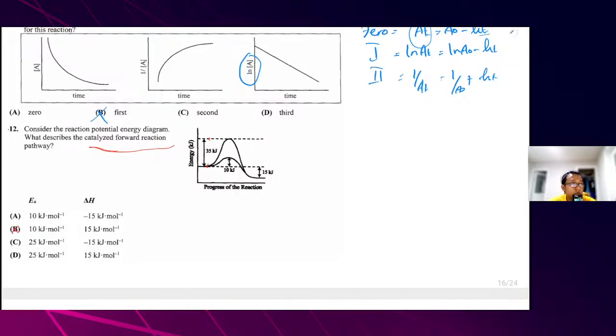Okay, number 12. It looks like we are getting it wrong over here. Let me double check why I'm getting it wrong. Getting it wrong is pretty normal as long as we learn why we are wrong.